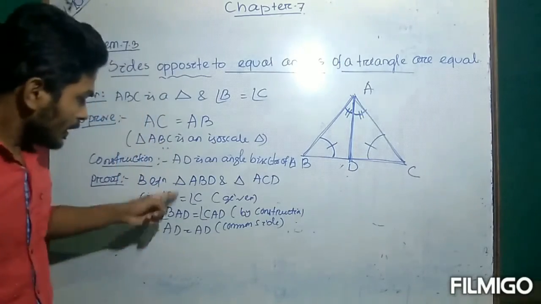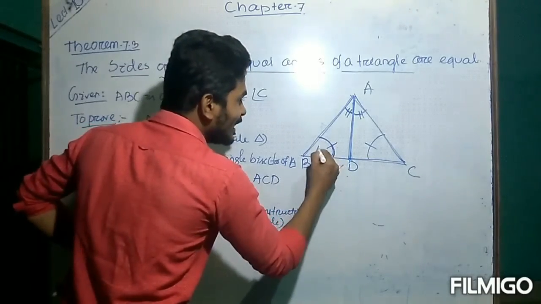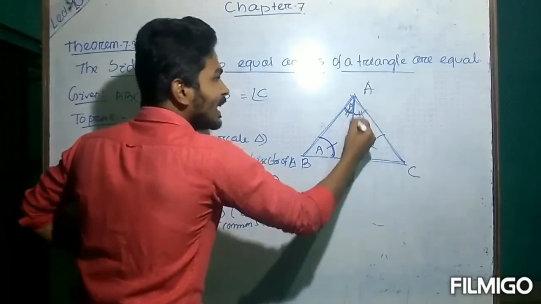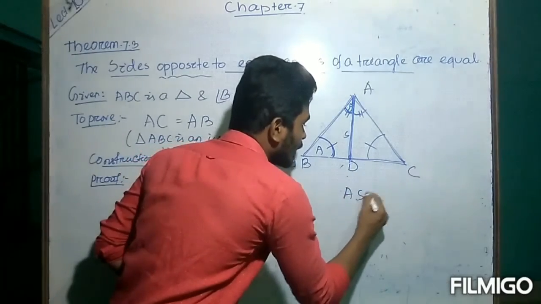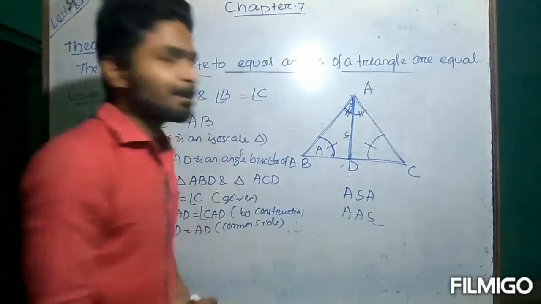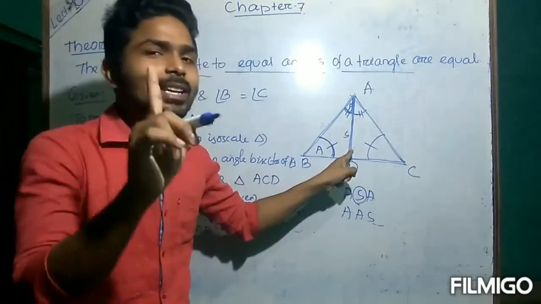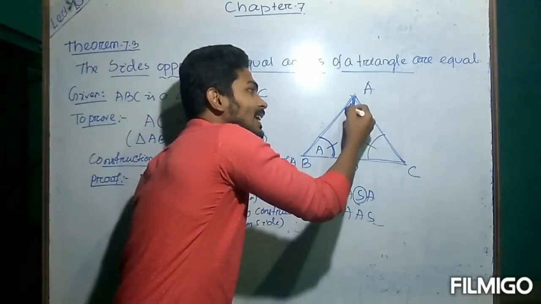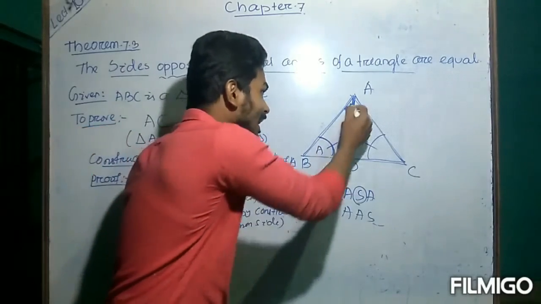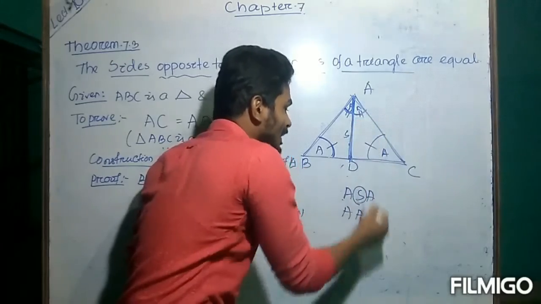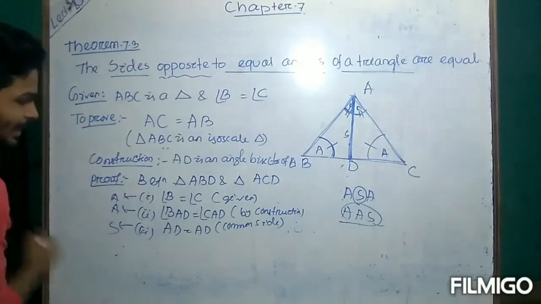Now let us check this follows which congruency. Right. So we have found this angle and this side. So tell me, is it ASA congruency or AAS congruency? For ASA congruency, we need an included side. But this AD is not an included side because this side is related to only this angle. This side is not related to this angle. So this is not ASA. This is angle angle side. Understood?